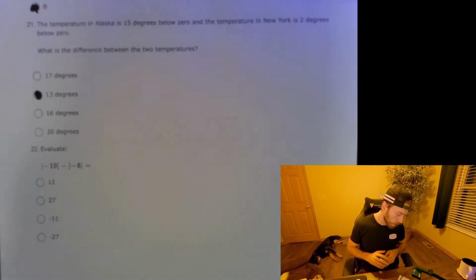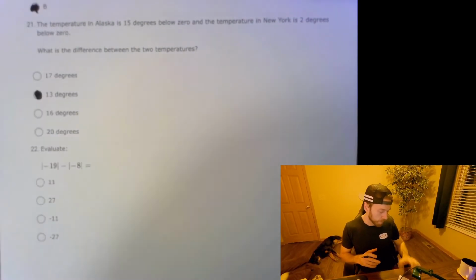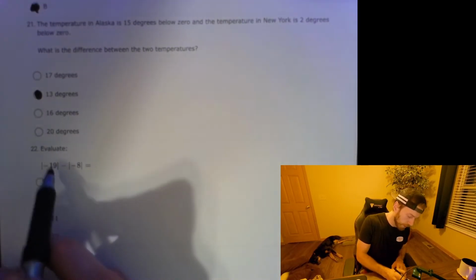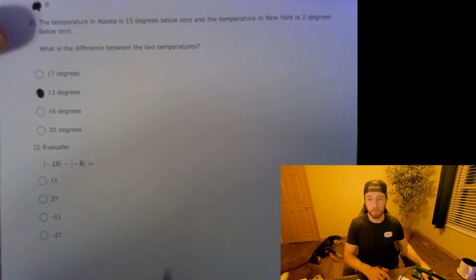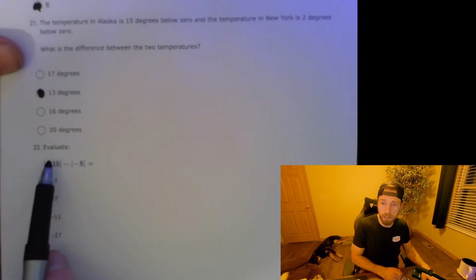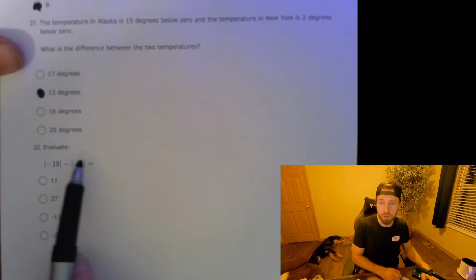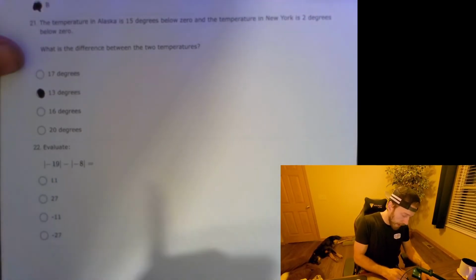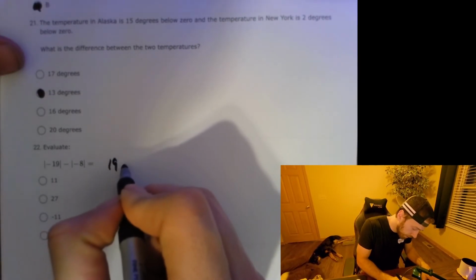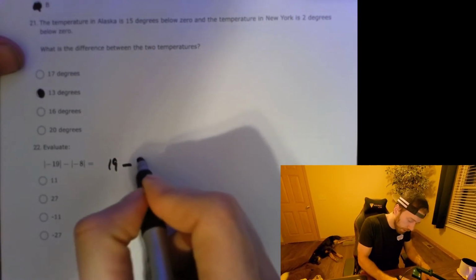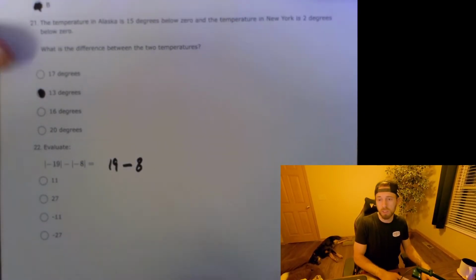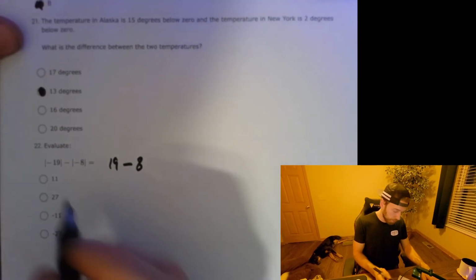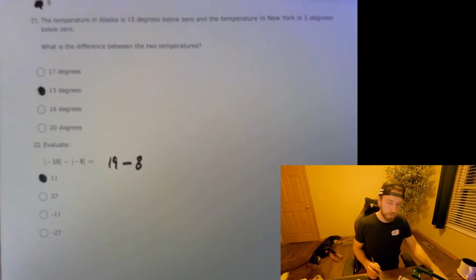Number 22, we're going to evaluate a problem here with absolute value in it. This problem says, and this is very important to be able to read these, the absolute value of negative 19 minus the absolute value of negative 8. The absolute value of negative 19 is 19, minus the absolute value of negative 8 is 8. So really this just says 19 minus 8. And 19 minus 8 is 11.